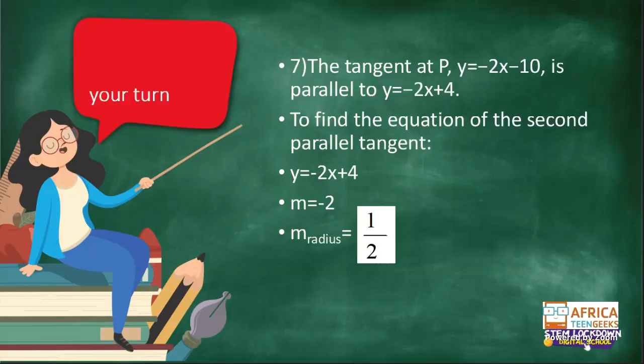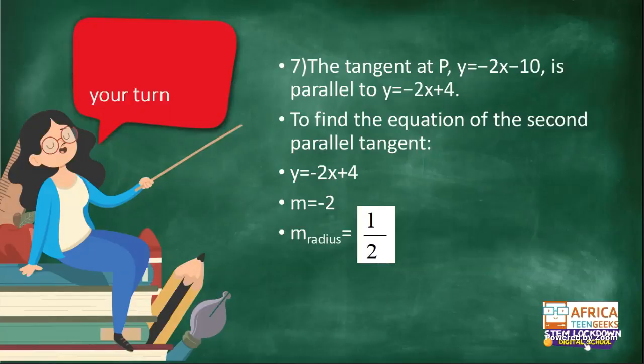Now remember we said that two lines are perpendicular if and only if the product of their gradients is equal to negative 1. You also have to ask yourself, when do you have two lines which are parallel? Two lines are parallel if and only if they have the same gradient. If the first line has gradient M1 and the second has gradient M2, the lines are parallel if and only if M1 equals M2.